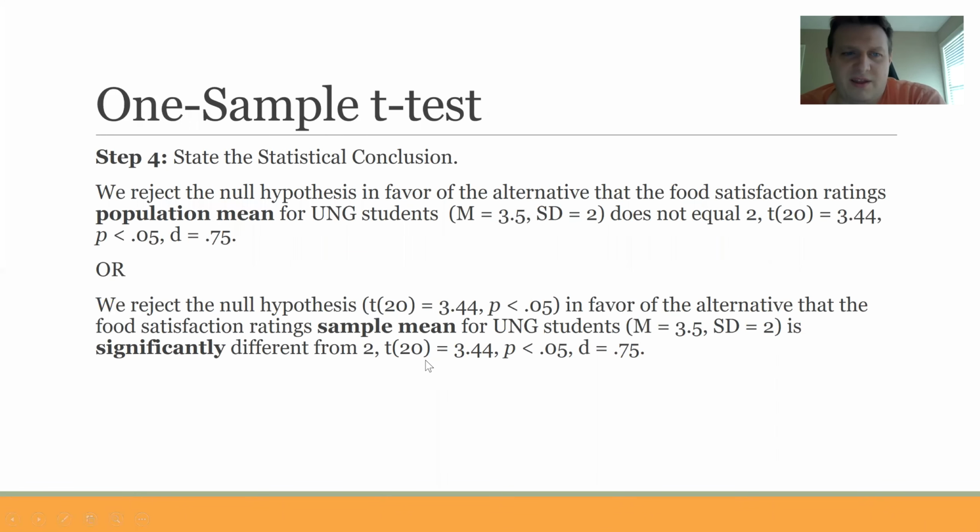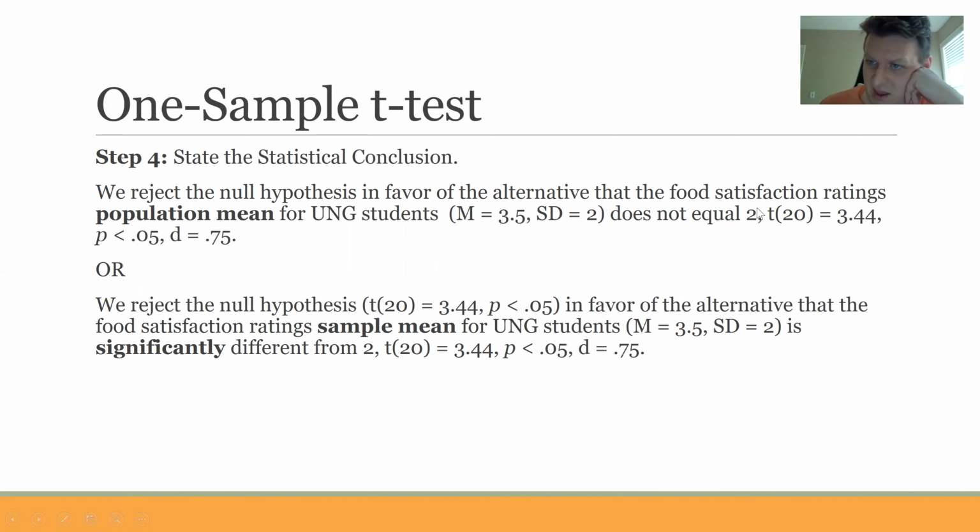All right, so now let's do our step 4, our favorite step in the entire world. So let's write out what we have here. We reject the null hypothesis in favor of the alternative that the food satisfaction ratings population means, so we're talking about population means right here, for UNG students, I give the mean, I give the standard deviation, does not equal 2. I could say does not equal the national average, and then in parentheses put population mean equals 2. Both things are fine.